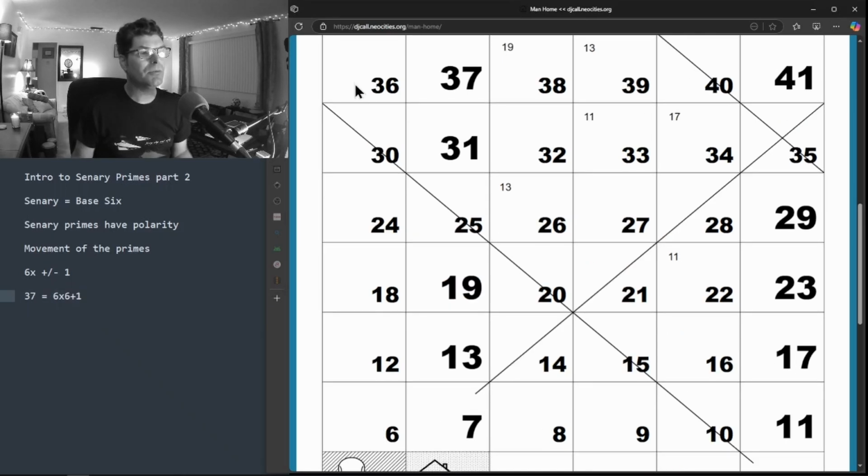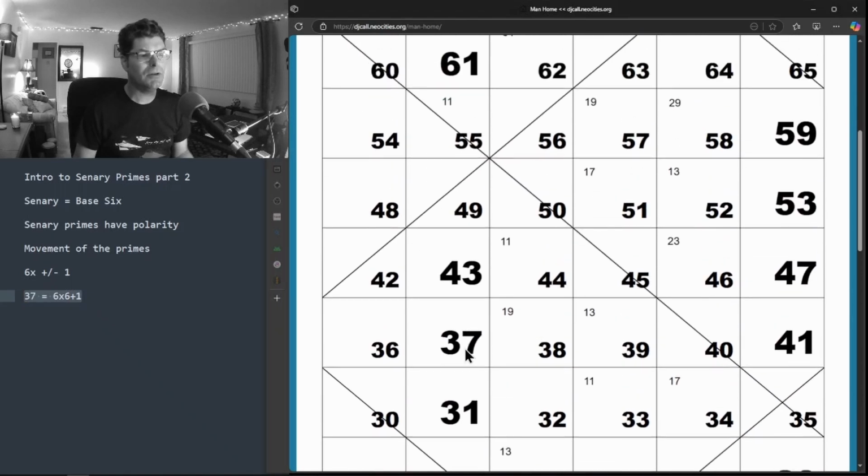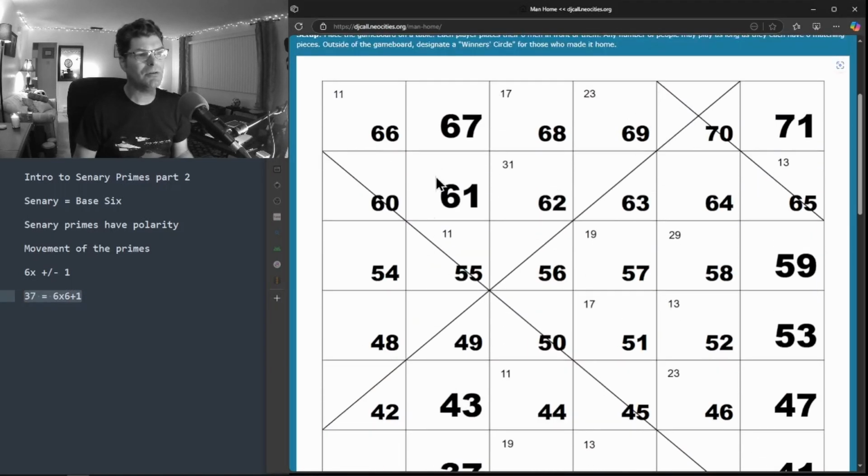Moving up another multiple of 6, we go to 36. And plus 1, we do have a prime number, 37. But minus 1, we don't. We can see this is where 5 and 7 meet up. That's this crisscross right here. But 37 is 6 times 6 plus 1, and that's how it's going to move. And we can count 1, 2, 3, 4, 5, 6. Oh, would have been right here.